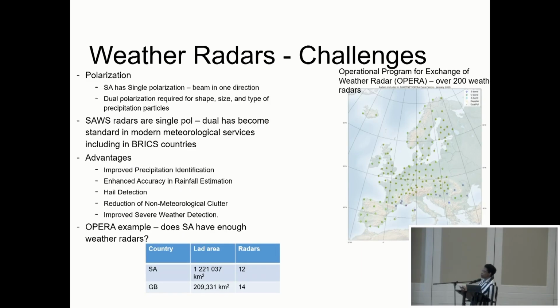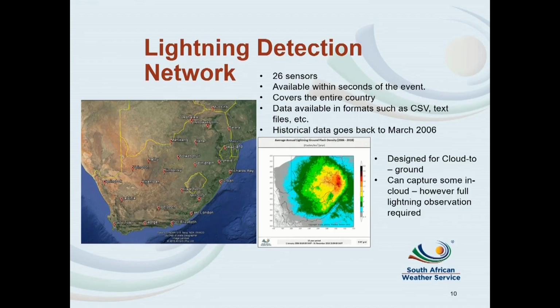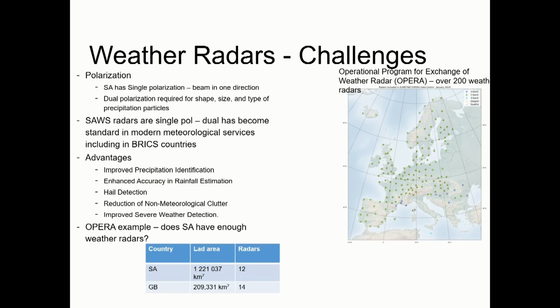The challenge that we have with our radar is polarization: we're using a single polarization. And if you look at other developed countries, they're using dual polarization. The advantage of using dual polarization is that it improves precipitation identification. You can identify the type of precipitation. You cannot just say these are rain droplets when they are not, they are just cloud droplets. So it can make that distinction. It also has enhanced accuracy in rainfall estimation, so you can really tell how much rainfall there is.